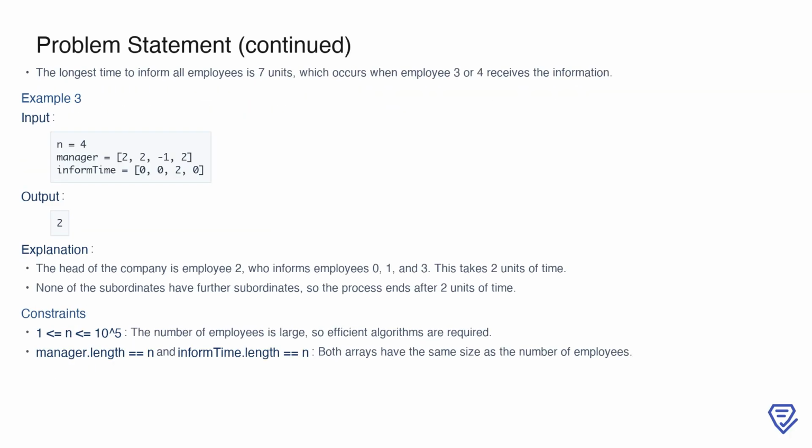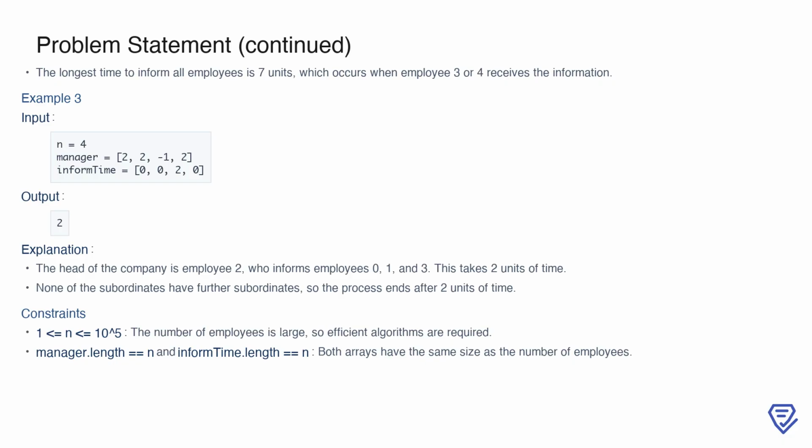Now, in the second example, the hierarchy is more complex. There are 7 employees, and the head of the company is employee 0. Employee 0 directly informs employees 1 and 2, which takes 4 units of time. Employee 1 informs employees 3 and 4, adding 2 more units of time, for a total of 6 units so far. Meanwhile, employee 2 informs employees 5 and 6, adding 1 unit of time, but since this path is shorter, it doesn't affect the overall total.